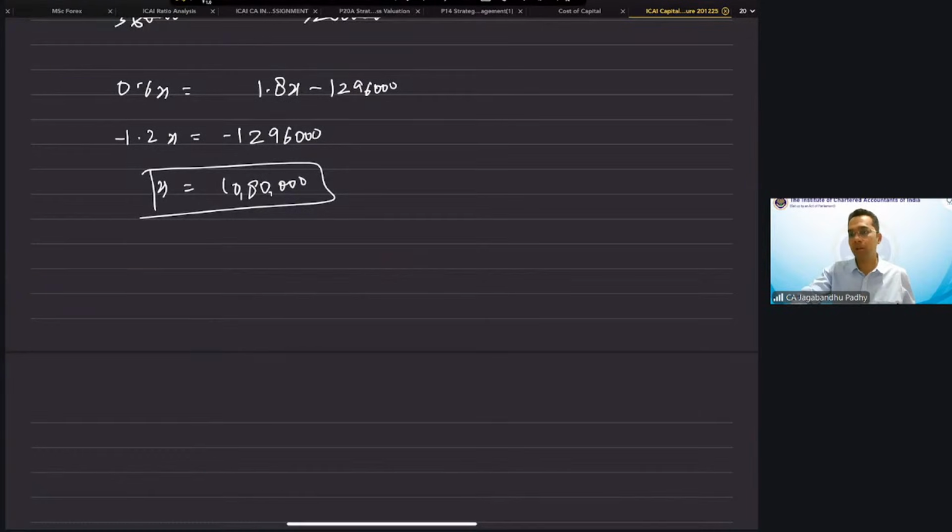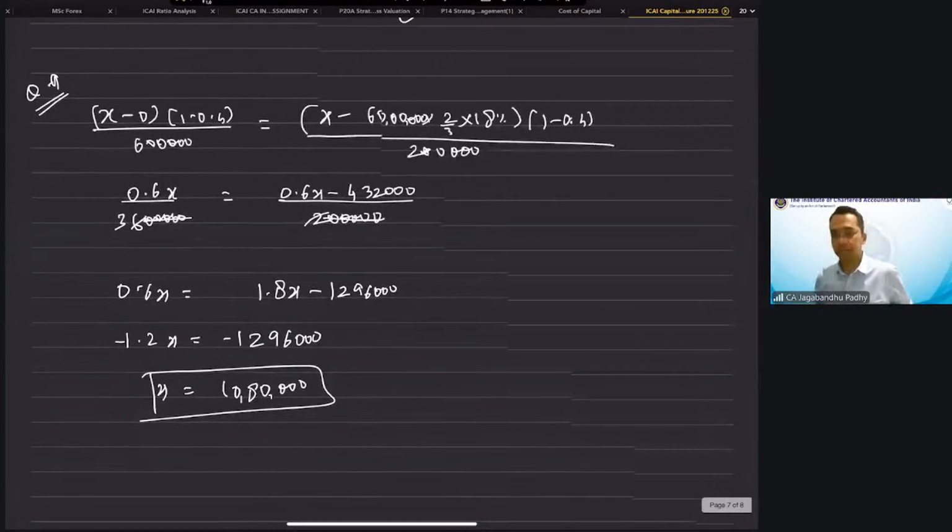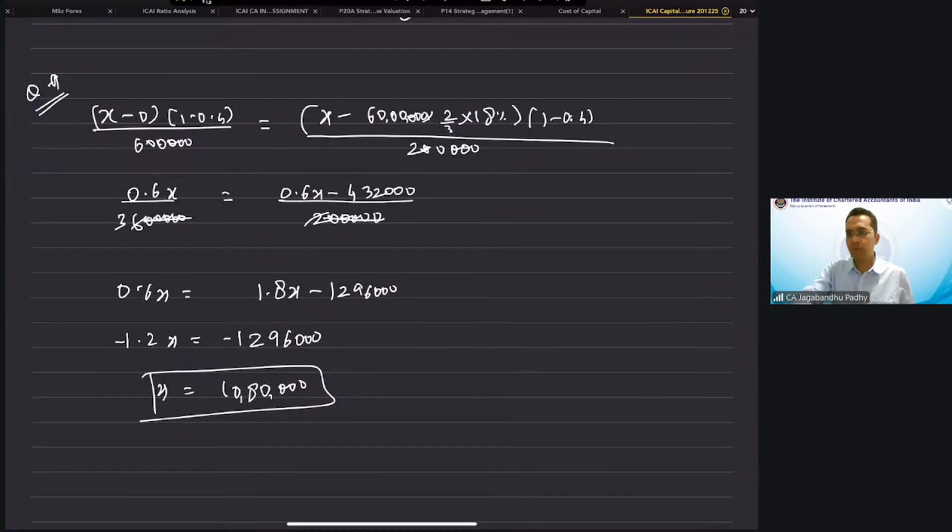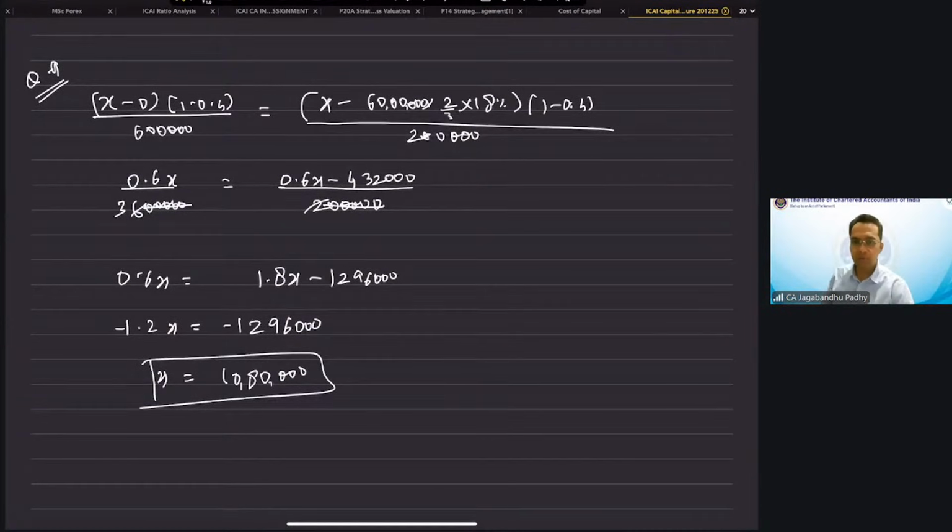Okay, fine. So with that, we are done with the first part of capital structure discussion, guys. We have one more point of discussion, which we will be definitely taking up in the upcoming session.